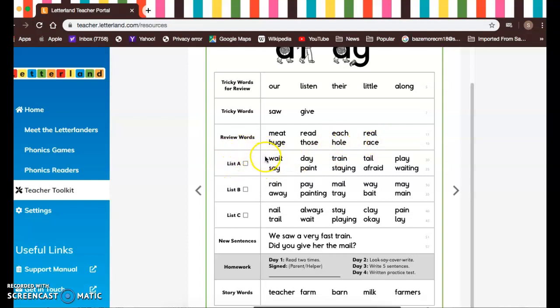Okay, this is list A. These are the words we've been working with, AI and AY, all week. Let's read them. Wait, day, train, tail, play. Say, paint, staying, afraid, waiting.